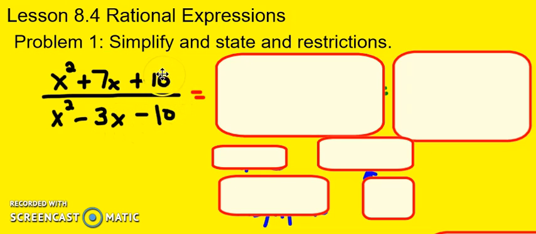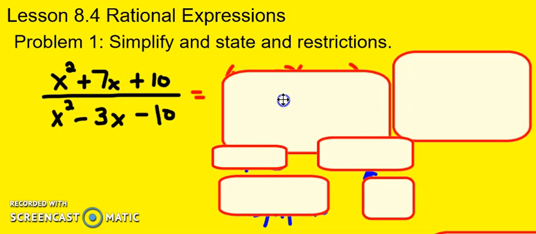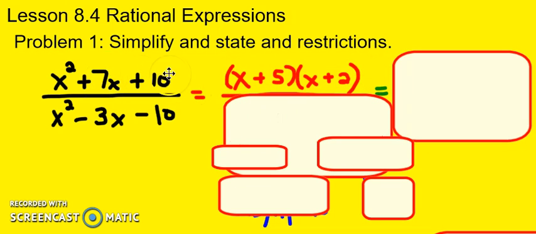So I'm looking for two factors that multiply to 10 and add to 7. That's 5 and 2. So I'm going to check. My first term, x times x, x squared. My last term, 5 times 2 is 10. And then because my coefficient is 1, 5 plus 2 is 7, then I know that's correct. But then my denominator, I'm going to factor this.